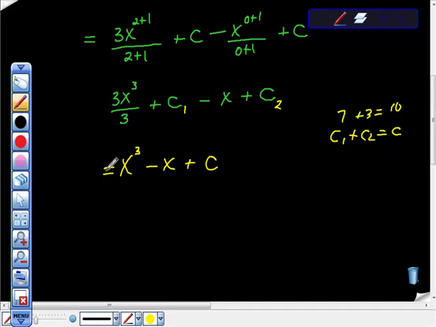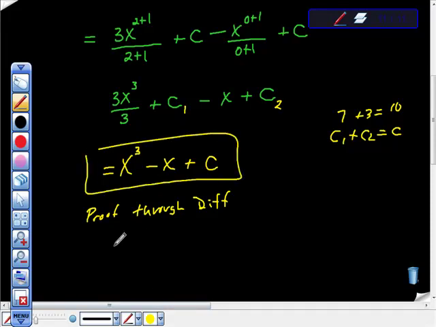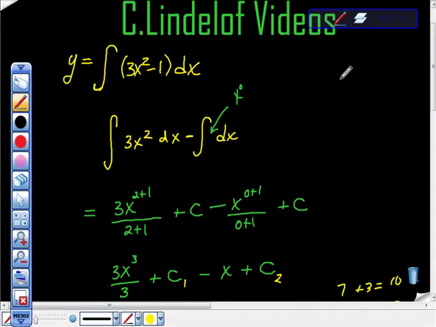The way that you prove this, so here's our answer. You say, okay, this is f of x. You prove this through differentiation. This is my answer. All I'm going to do is prove this. Now I take this derivative, so I take d dx of this whole thing, and I'll get 3x squared minus 1 plus 0. And isn't that what we started with? I took the derivative of this thing to prove that I did it right, and isn't it right there?